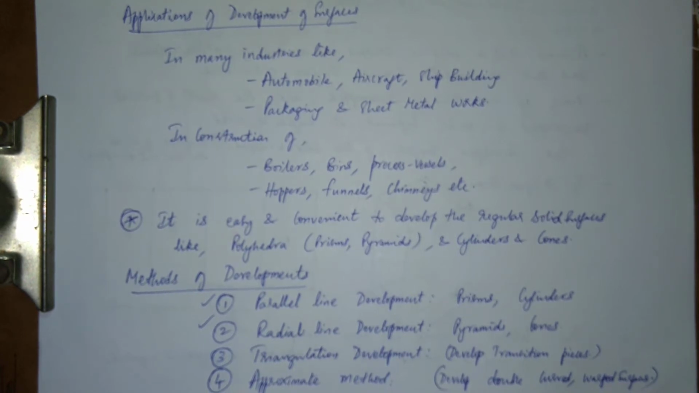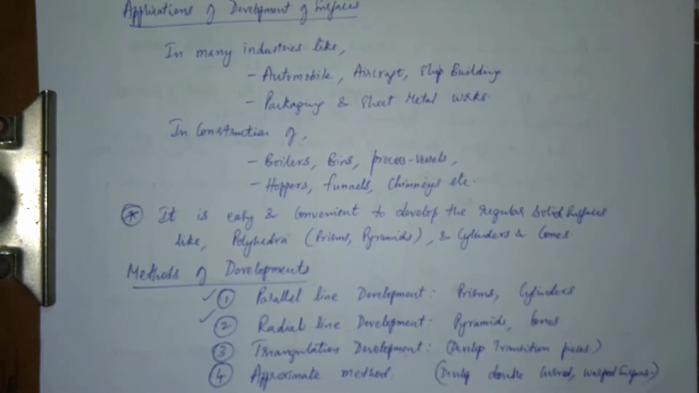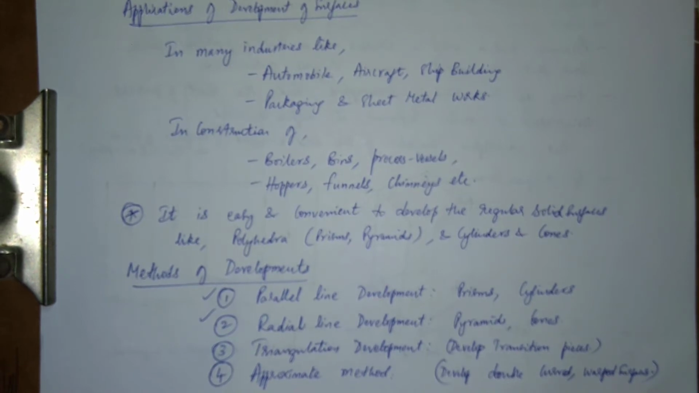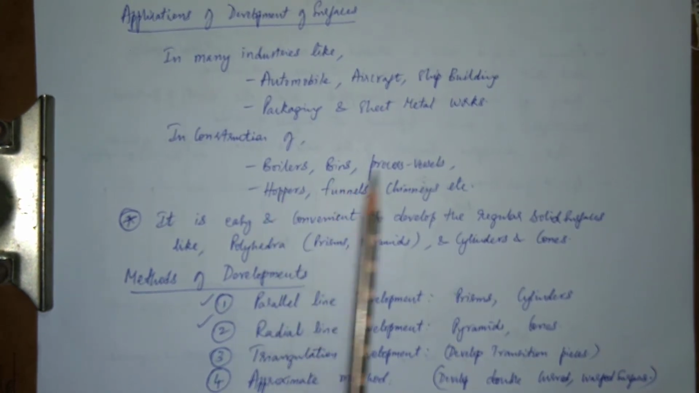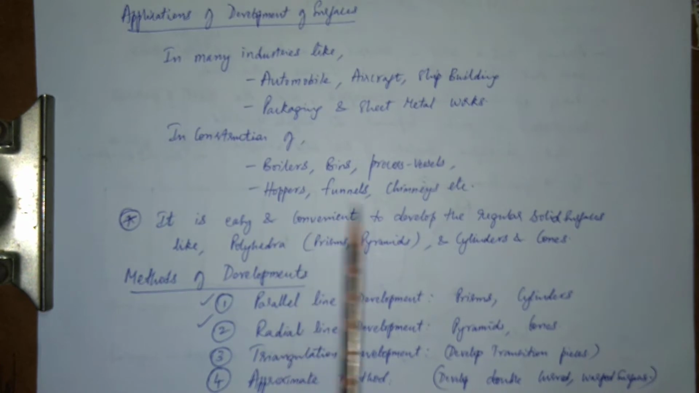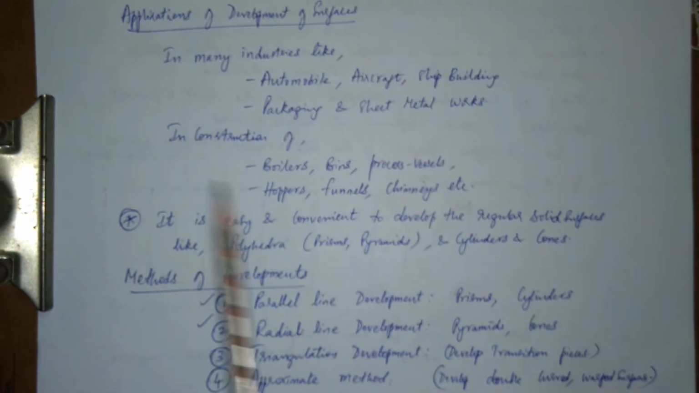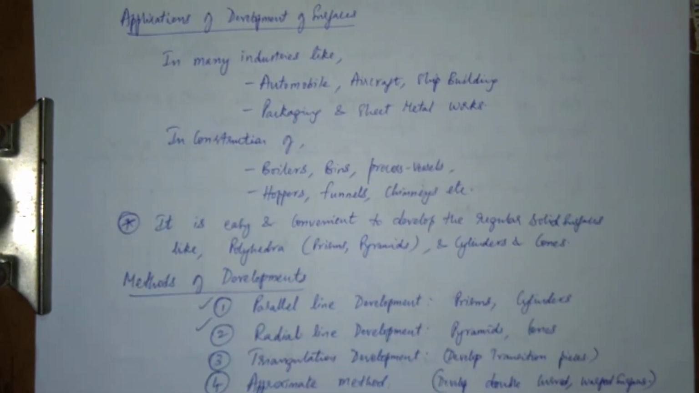Then packaging and sheet metal works: nowadays packaging is very important to keep the products safe when they are being delivered. So whatever material is required for the packaging is optimized by knowing the dimension to be covered, and based on that you will have your section developed out. The developed section would be used. Similarly, in the case of boilers, bins, process vessels, hoppers, funnels and chimneys, these are some of the applications of the developments of surfaces.